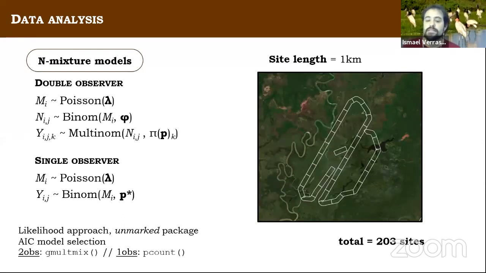For the data analysis, we compared the 2 approaches, double observer protocol and single observer counts. We compared these 2 models, and we fitted the models under a likelihood approach using the unmarked package. We chose a segment length of 1 kilometer to split the flight path into sites, resulting in a total of 203 sites.